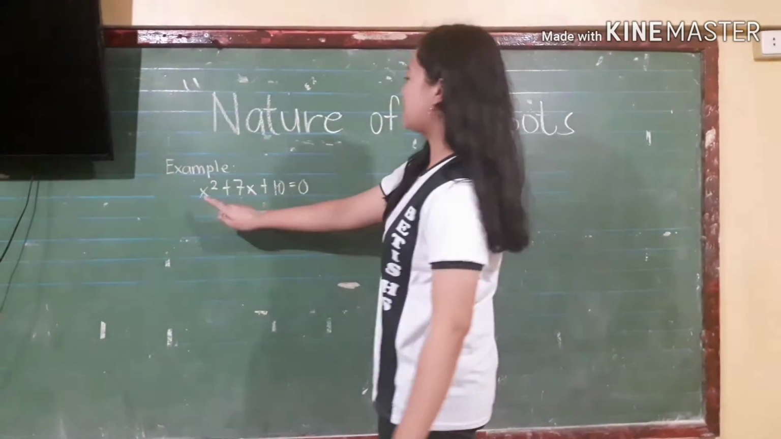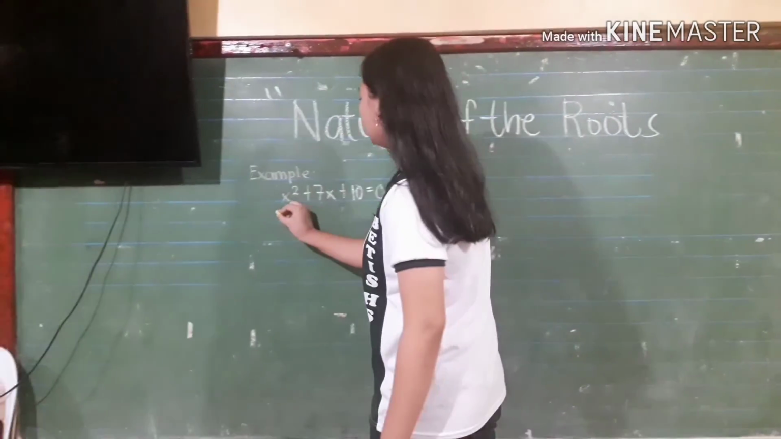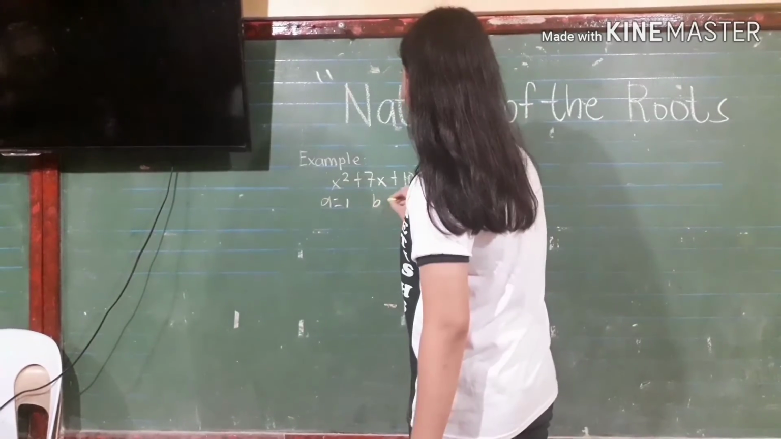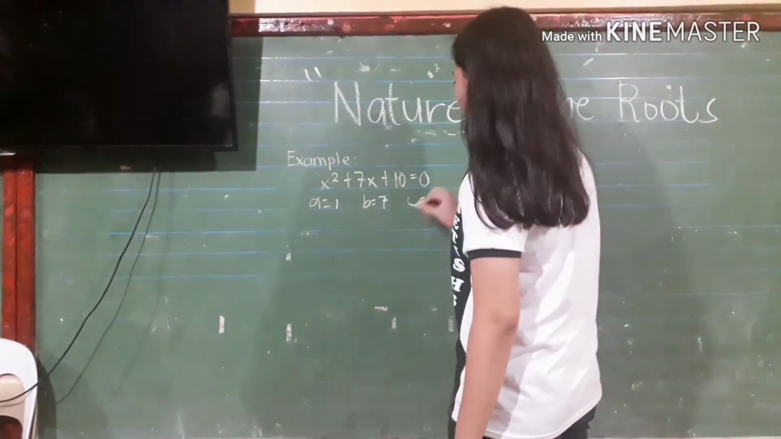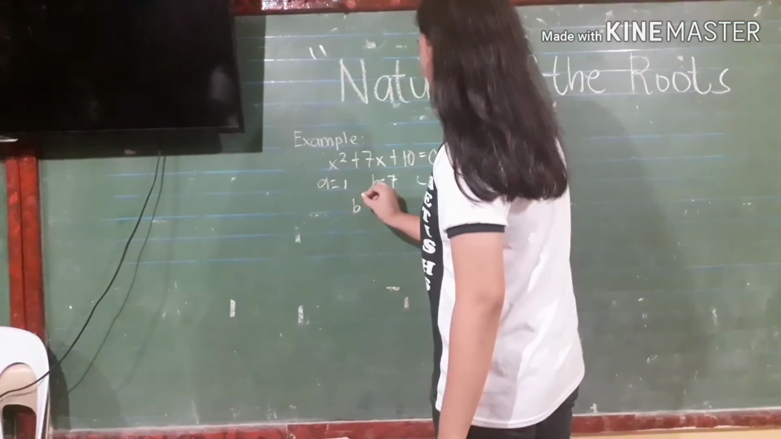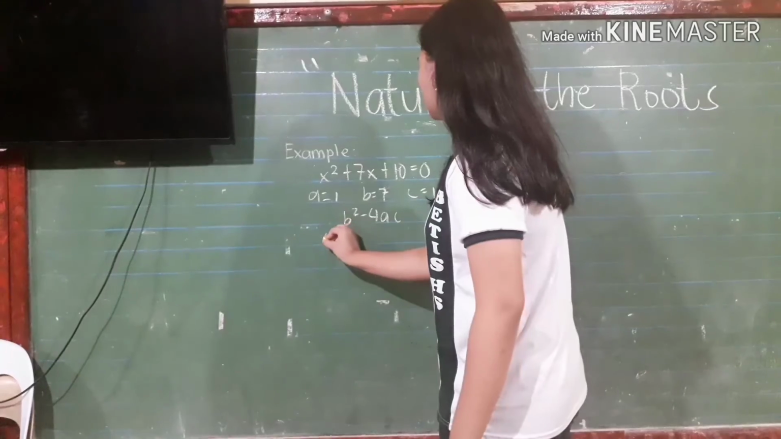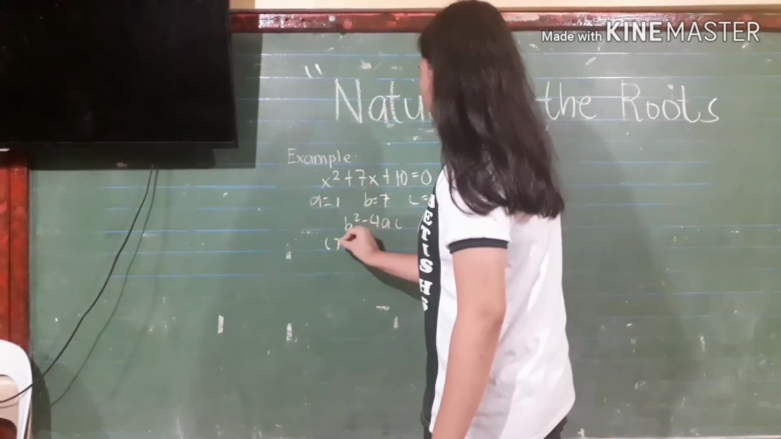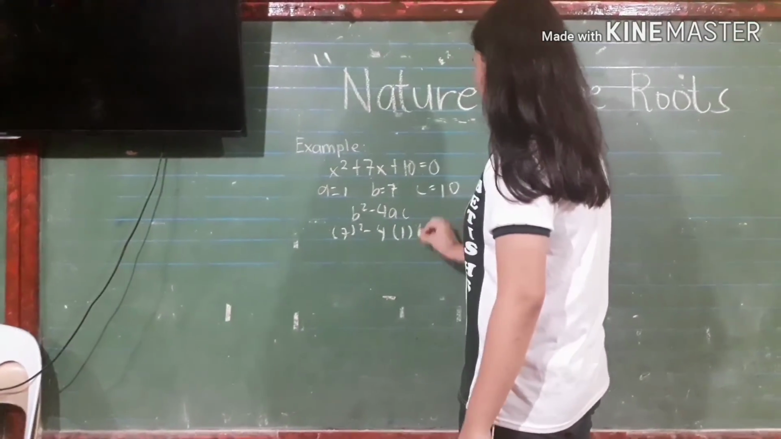The given is x squared plus 7x plus 10 equals 0. Determine a, b, and c. a equals 1, b equals 7, and c equals 10. Write the formula, b squared minus 4ac. Then substitute the values. b is 7 squared, minus 4. The value of a is 1. The value of c is 10.